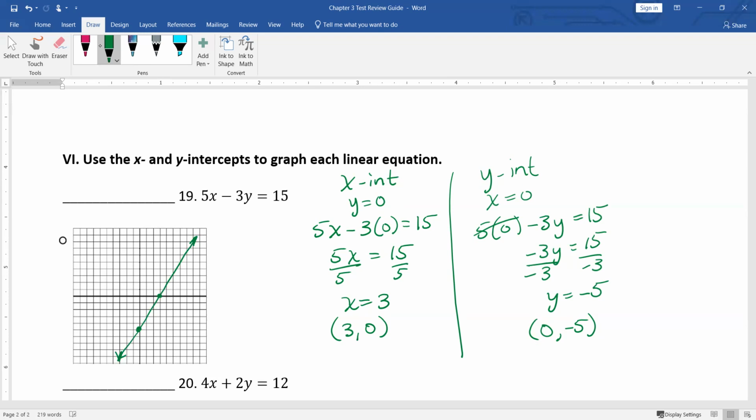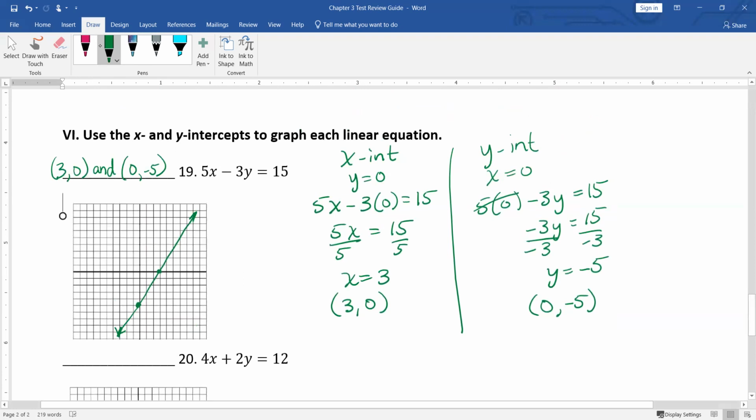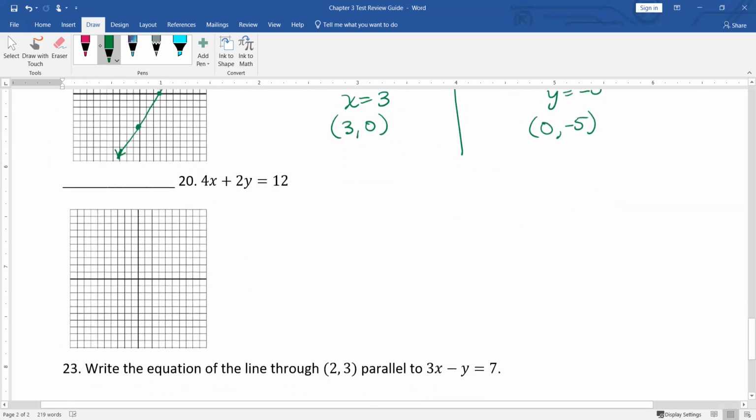Okay, something like that. I guess the only thing that I would put here is maybe my x-intercept is (3, 0), and I'm not really sure what I wanted on that. Again, number 20 is exactly the same process, so feel free to go ahead and practice.